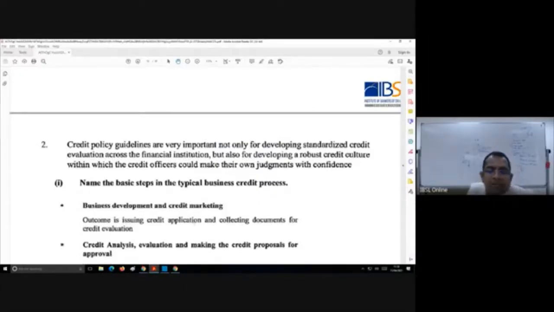Credit policy guidelines are very important, not only for developing a standardized credit evaluation process of the financial institution, but also for developing a robust credit culture, within which the credit officers would make their own judgment with confidence. Right?